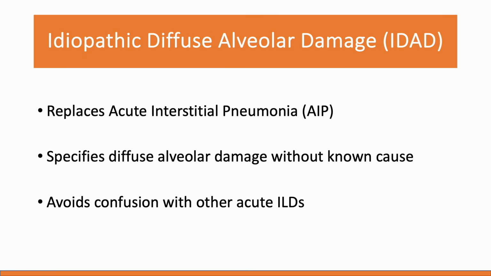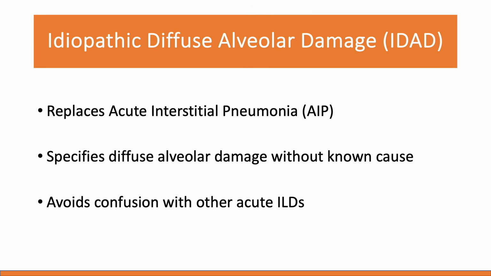Let's talk about diffuse alveolar damage first. Now, the term idiopathic diffuse alveolar damage has replaced the term acute interstitial pneumonia. This is essentially because, when we are talking about the idiopathic variant of alveolar damage, calling it acute interstitial pneumonia may create confusion with other acute ILDs. Every ILD can have an acute manifestation which may be similar to alveolar damage, and that is why idiopathic diffuse alveolar damage is specified as a separate entity without a known cause.